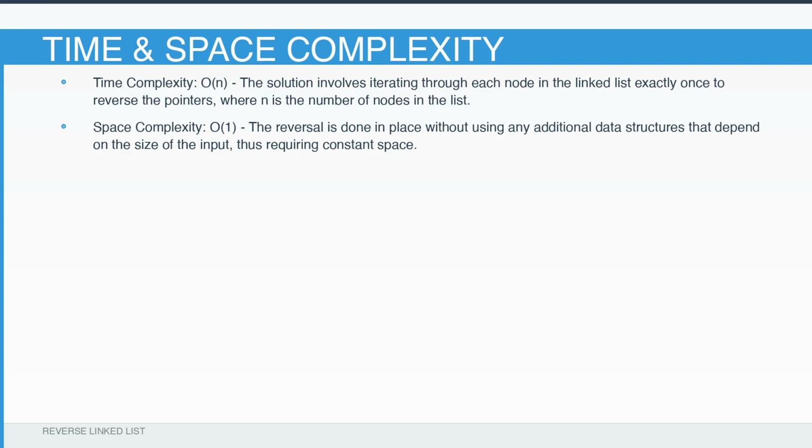This indicates that we are not using any extra space that grows with the size of the input. Instead, we are performing the reversal in place, meaning we only need a fixed amount of space regardless of how many nodes there are. It's like rearranging books on a shelf without needing additional shelves. By understanding these complexities, you can see how efficient the reversal process is while using minimal resources. This efficiency is crucial in programming, especially when dealing with large datasets.